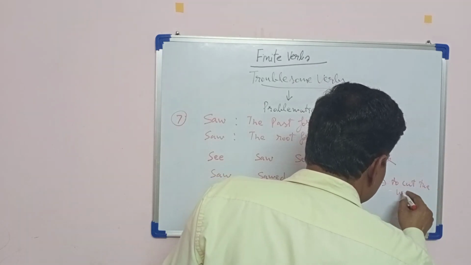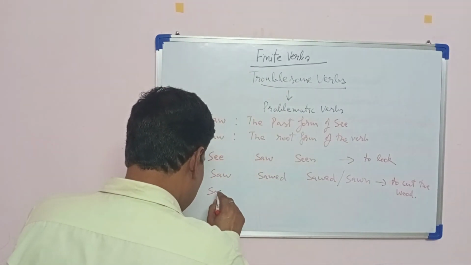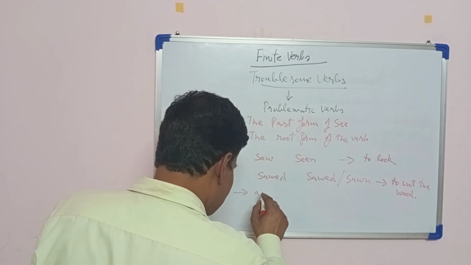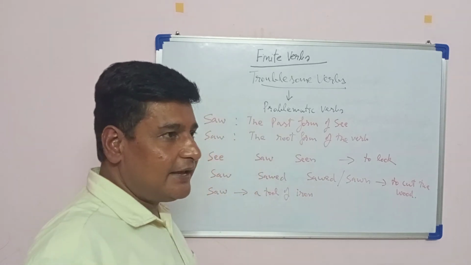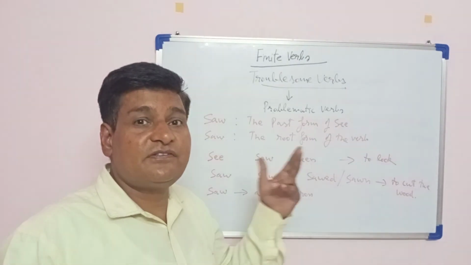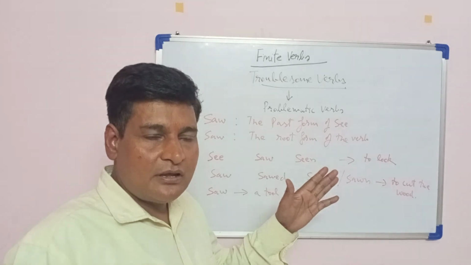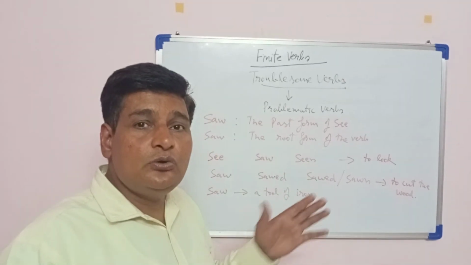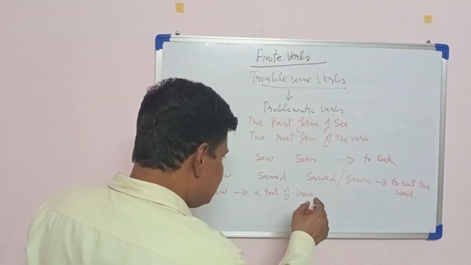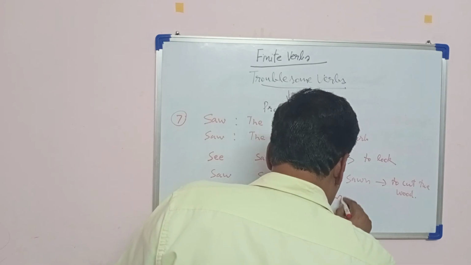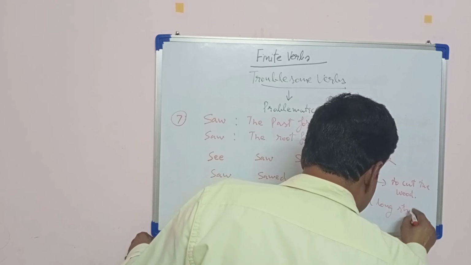To cut the wood. Saw is actually the name of a tool also. Saw is a tool of iron. It looks like a strip of iron and it cuts the logs very fine. In a very fine manner, it cuts huge logs. And there are saw mills. It's a tool of iron, looks like a long strip.